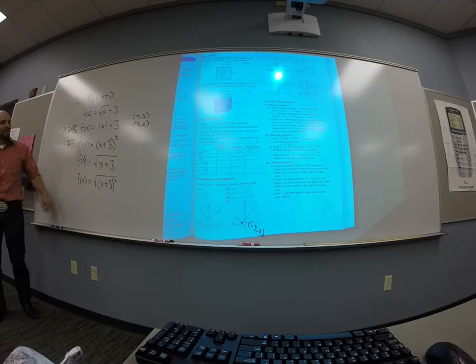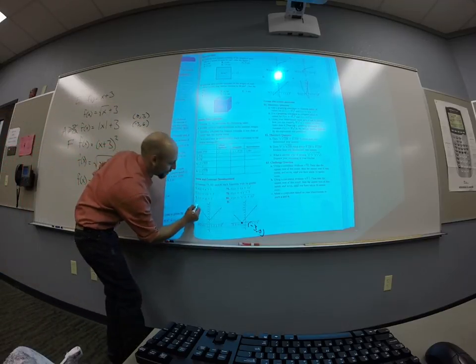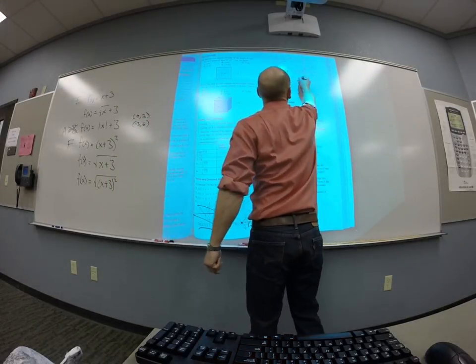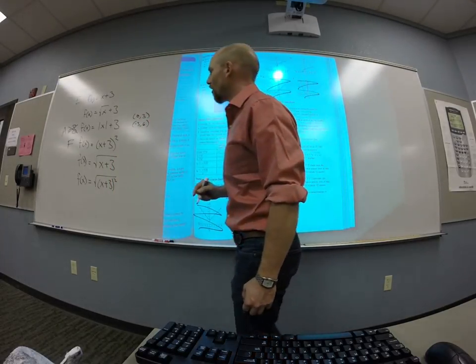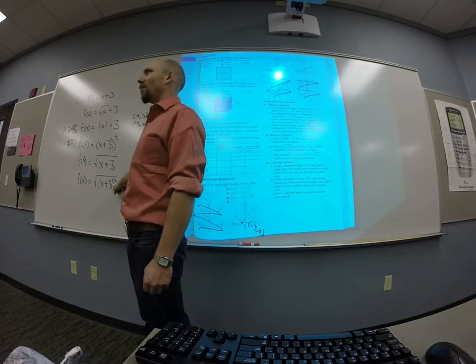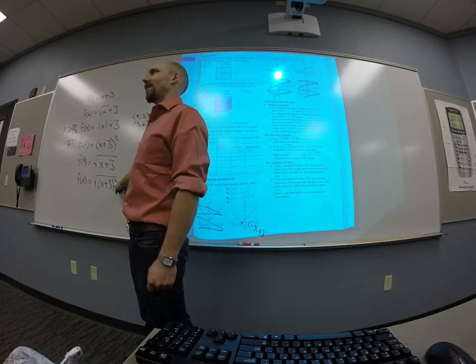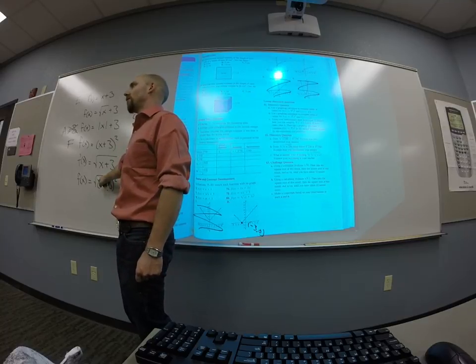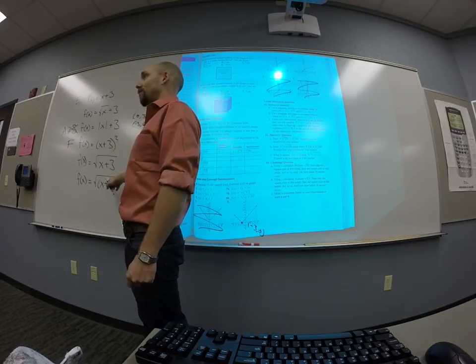Okay, so let's see, which ones have I used? I used A and E and F, right? Wait, why wasn't this one a parabola? Because of the radical thing. Because this is the square root of x plus 3 squared, which is not x plus 3.